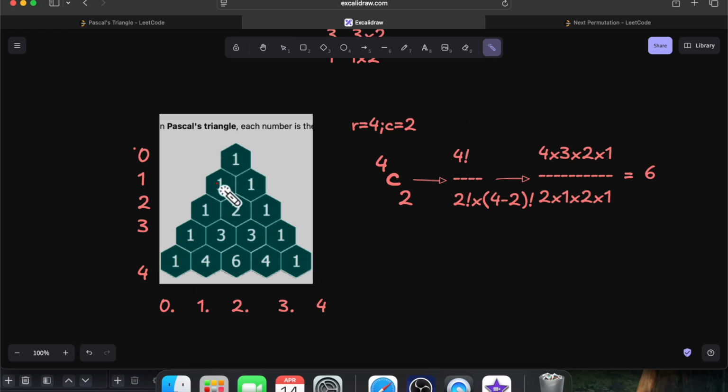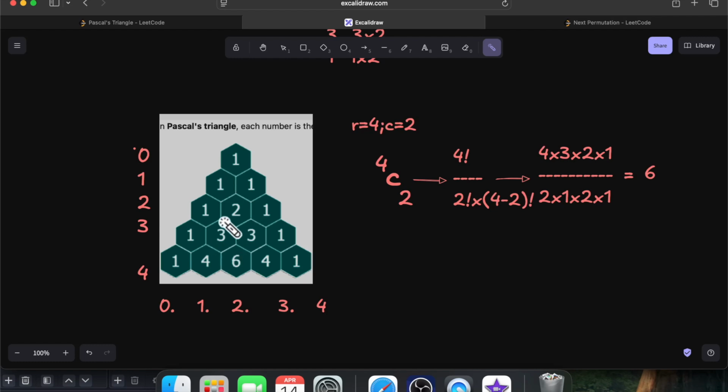Here we observe a pattern. When we add these adjacent elements, we get 1 plus 1, we got 2. Same like this, 1 plus 2, we got 3. 2 plus 1, 3. Same like this, 1 plus 3, 4. 3 plus 3, 6. 3 plus 1, 4. So in this way we got the triangle. So this is our problem.